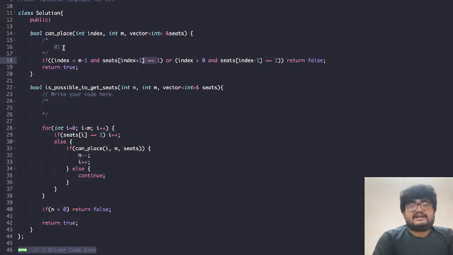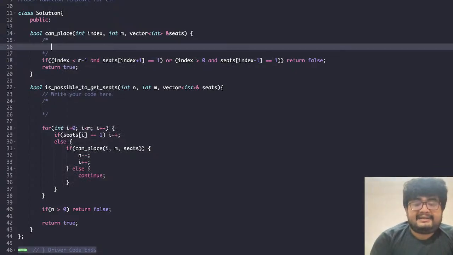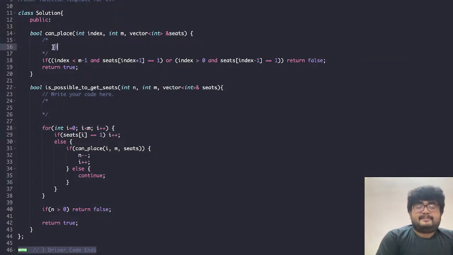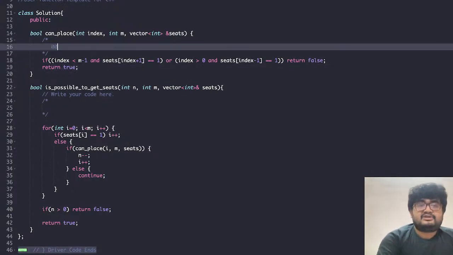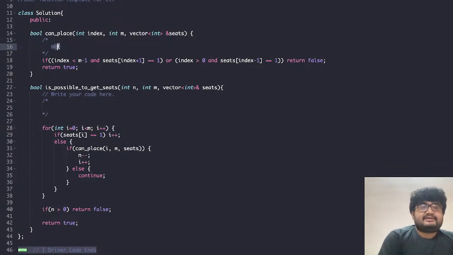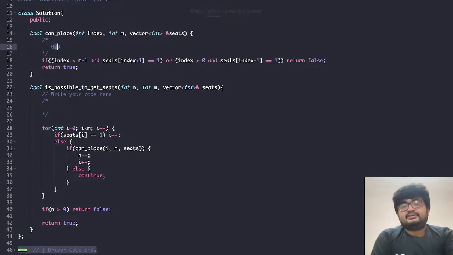And if index plus 1 is equal to 1, that is this case, right? Or index is greater than 0 and it is not this case as well, 1 0, like we are at this 0 and the previous seat is booked by someone, and since index minus 1 is equal to 1, in that case we'll return false, otherwise we'll just return true. That is, we can place the person here, something like 0 0 0, and we are at this seat, right? So that's what it's checking here.